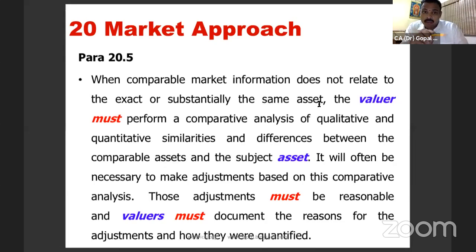Please look at this. When comparable market information does not relate to the exact or substantially the same asset, substantially it is not same. My turnover is 10 crores, that one is 800 crores. So it is an 80 times bigger company.